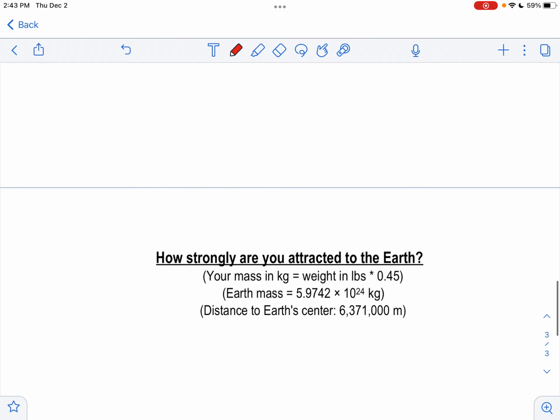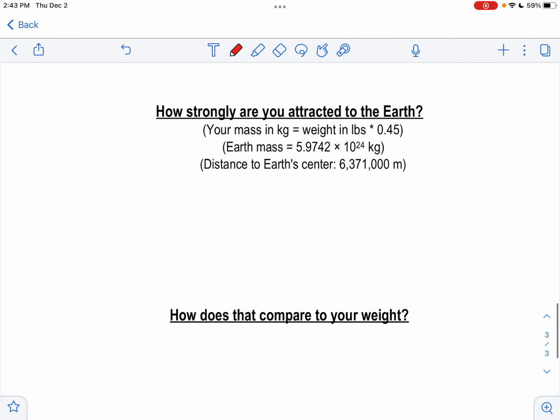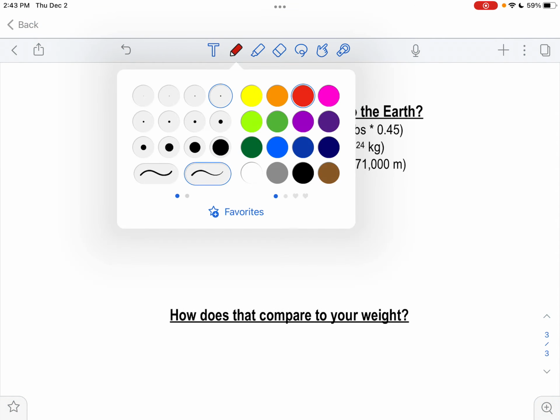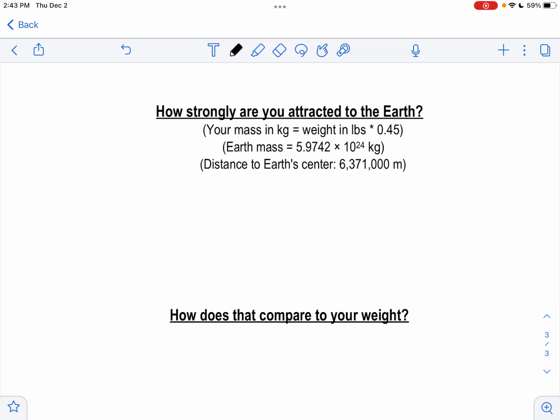All right, I'll do one more here real quick. It says how strongly you're attracted to Earth. I'm going to use this sample mass of 90 kilograms. So this would be for a 200-pound person. If you want to use a different number, go ahead. It doesn't matter. So I'm going to go G, M1, M2, divided by D squared.